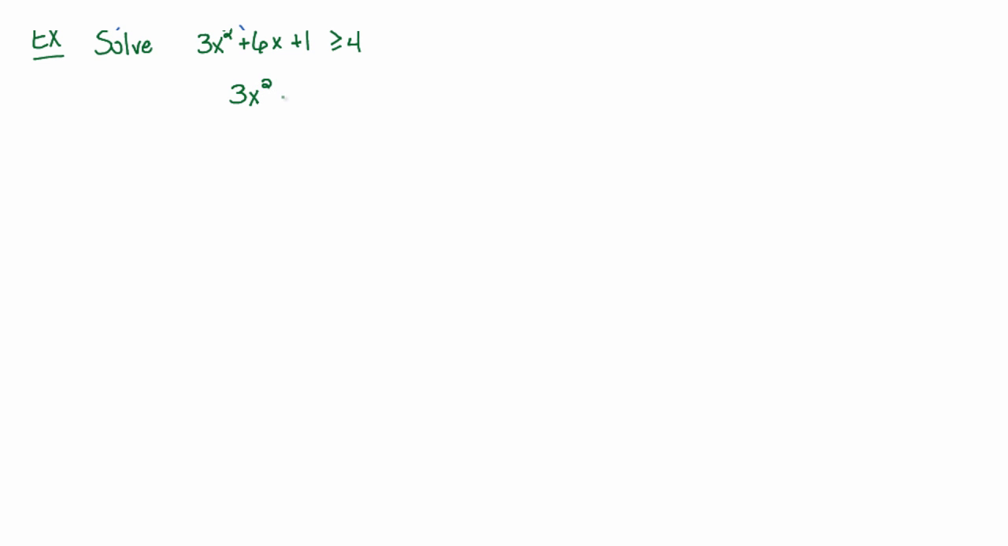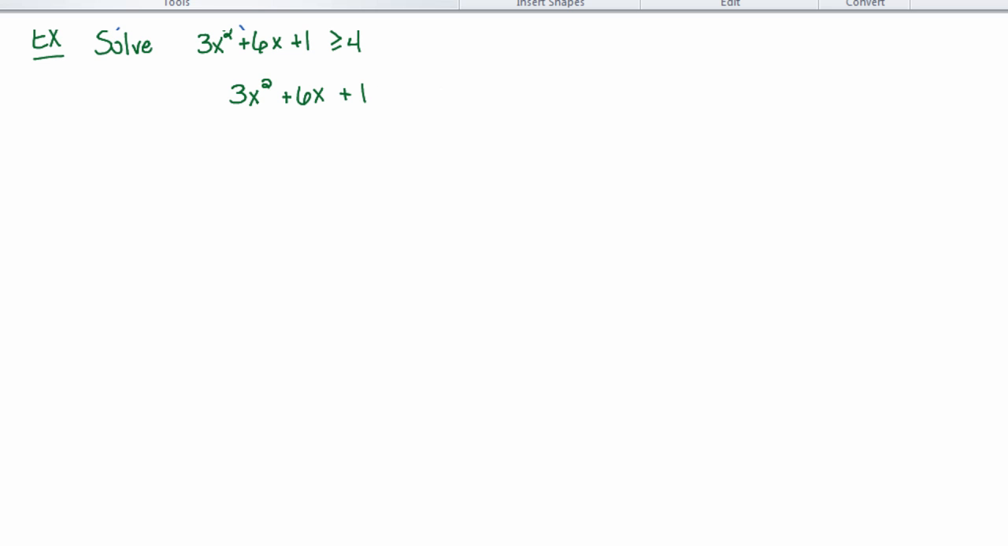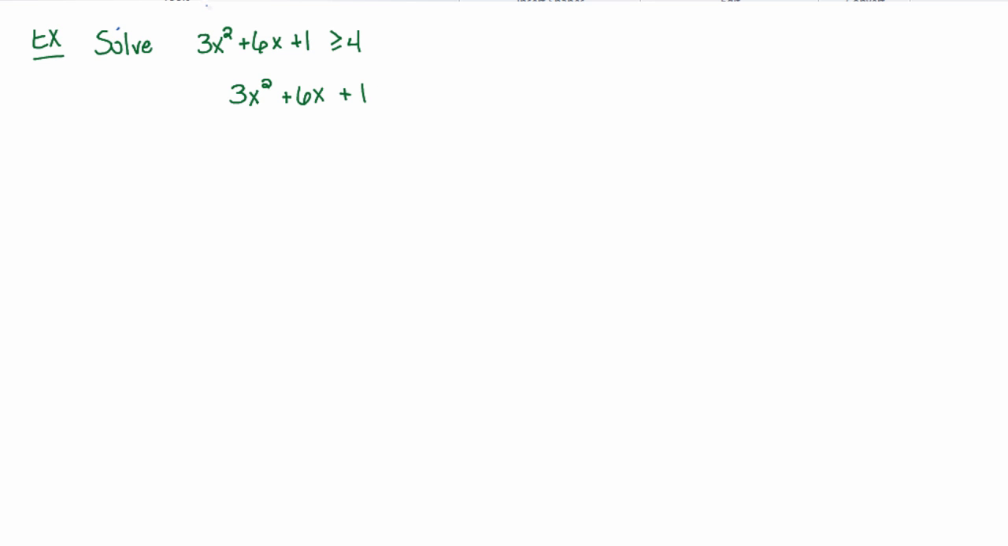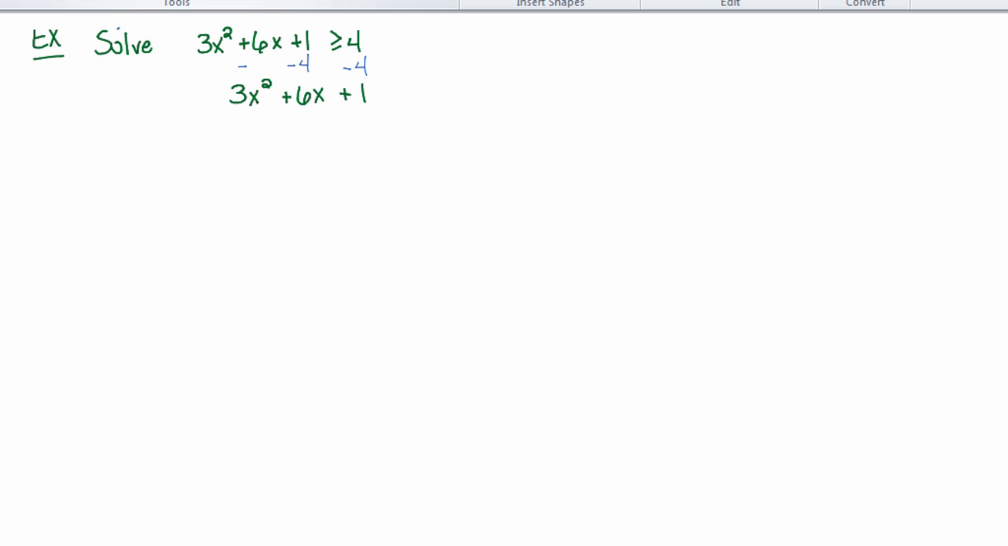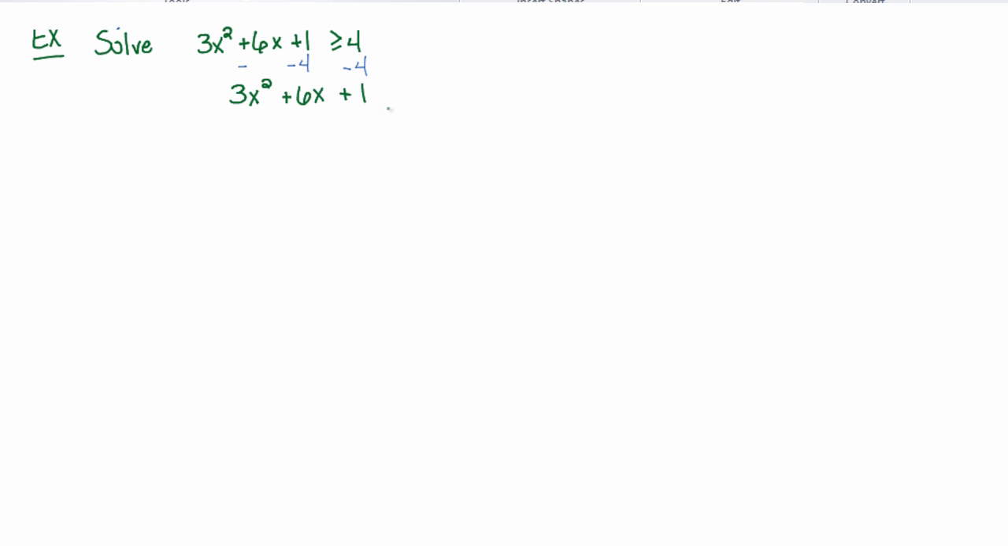But before we do, let me rewrite as 3x squared plus 6x plus 1, and then I'll subtract 4 from both sides. In fact, let me go ahead and write that subtraction in. Let me subtract a 4 here and subtract 4 there. And if I do that, I get the following: 3x squared plus 6x minus 3 is greater than or equal to 0.